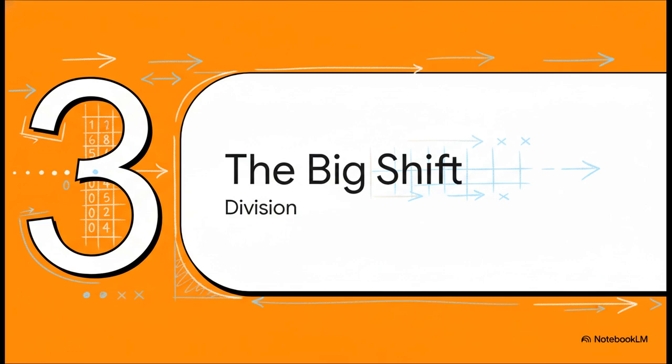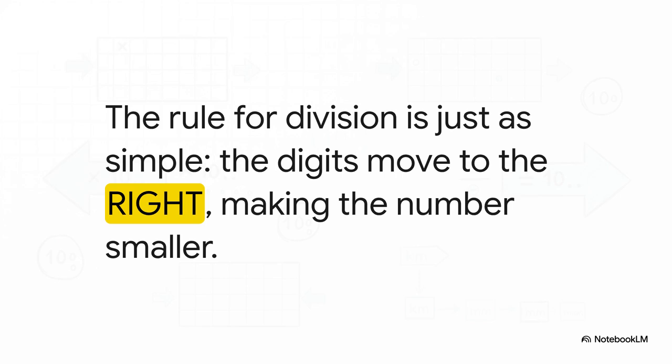Okay, so if multiplying is all about shifting to the left, what do you think division is? You've probably already guessed it, right? It's the exact same logic, just going in the opposite direction. Yep, the rule for division is just as easy. When you divide, the digits move to the right. Every spot they shift makes the number smaller, sometimes even making them hop right over the decimal point.